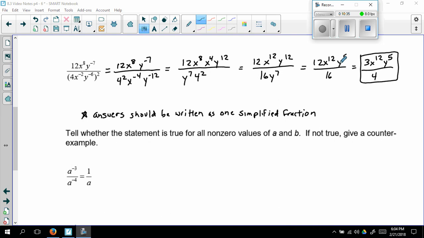And then it almost looks like I'm done, but I need to remember that 12/16 is just a normal fraction. I can simplify that, so I want to write it as 3/4. Okay, and again, answers should be written as one simplified fraction. So this is what you should be looking at. Sometimes you see 3/4 in front and then x to the 12th y to the 5th, but in general, that's not the preferred method. So I would like you to always write it as a simplified fraction and keep it in fractional form like that. I think it'll be less confusing for you.